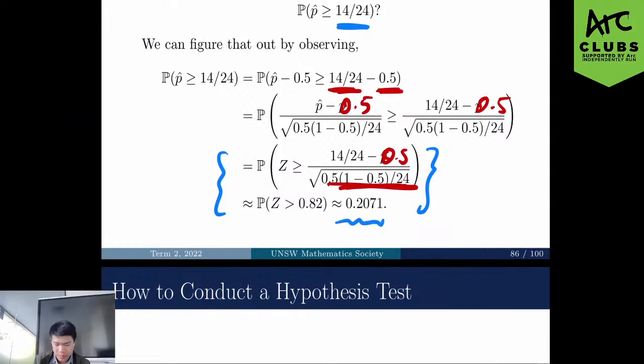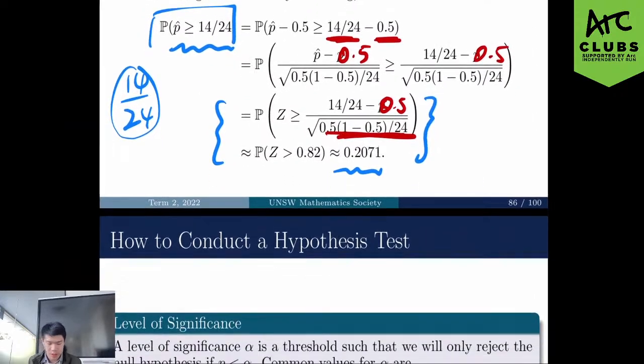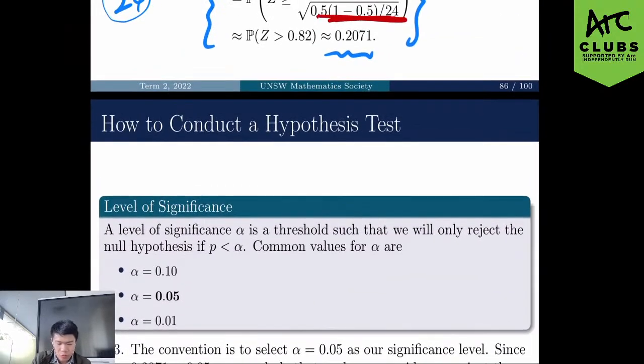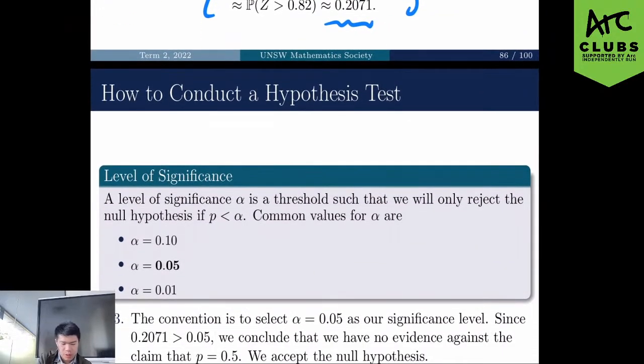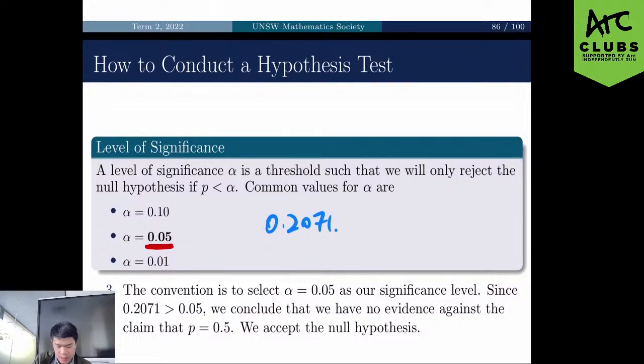So what that means is we have a 20% chance of getting something this extreme, which means that some of the time we might actually get this result by chance. We might get quite a lot of toast landing butter side up, a proportion of 14 on 24. That's not enough evidence, because generally we set our level of significance, the threshold beyond which we reject the null hypothesis, to be 0.05. We want the p-value to be small if we want to reject, and most of the time we reject if it's less than 0.05. But since it's not, we don't reject the null.